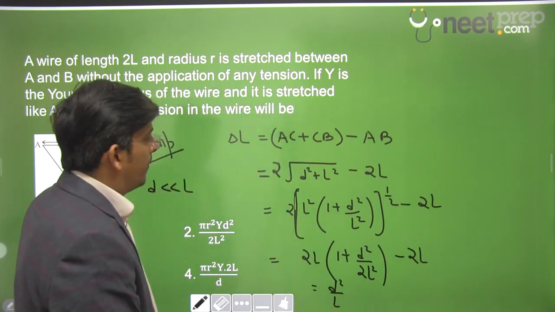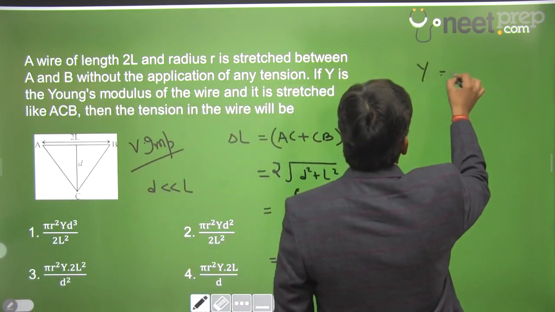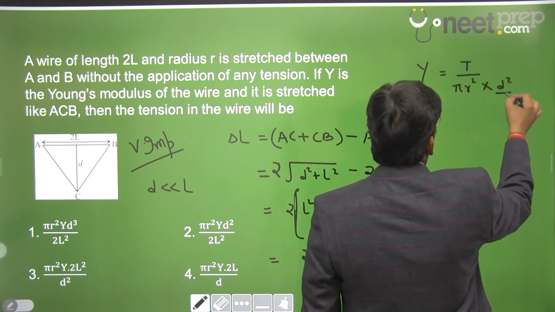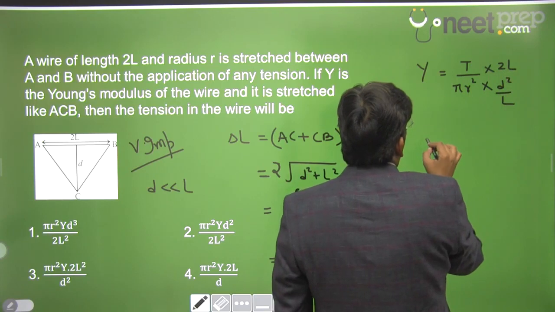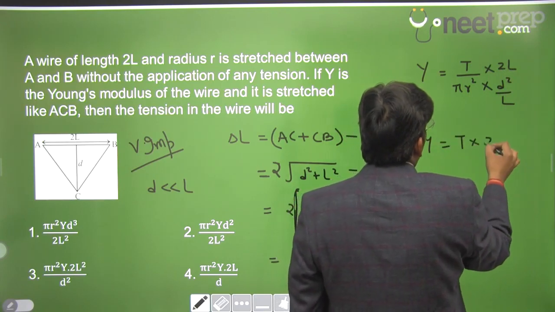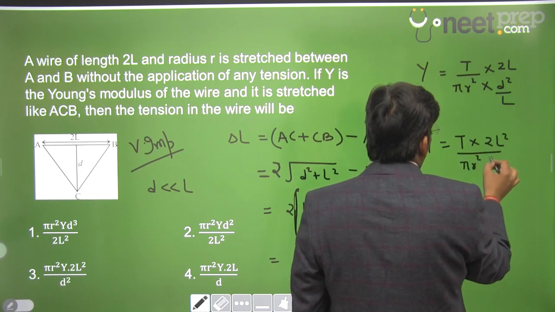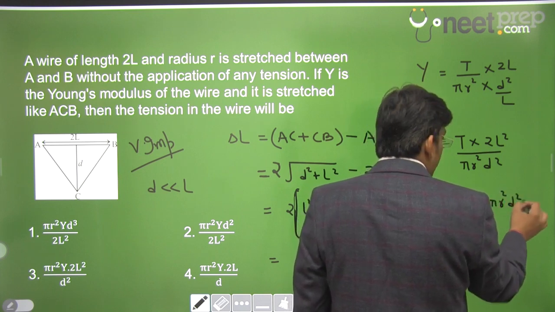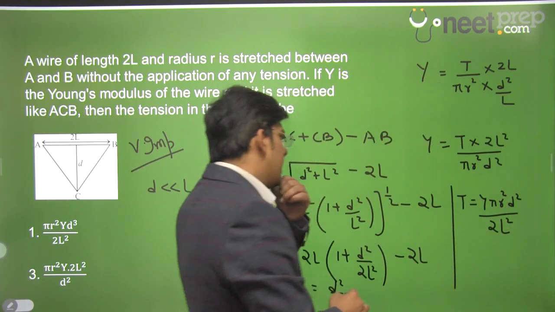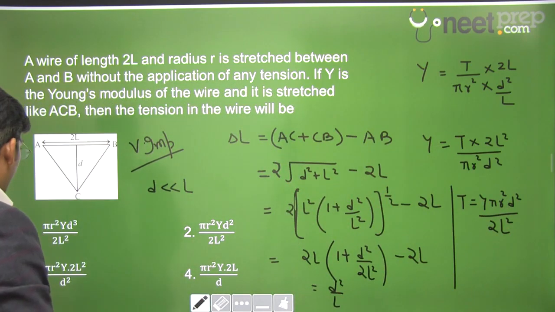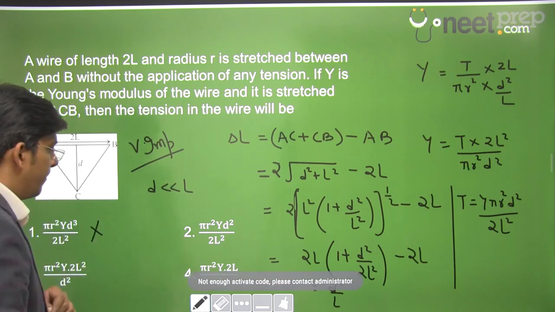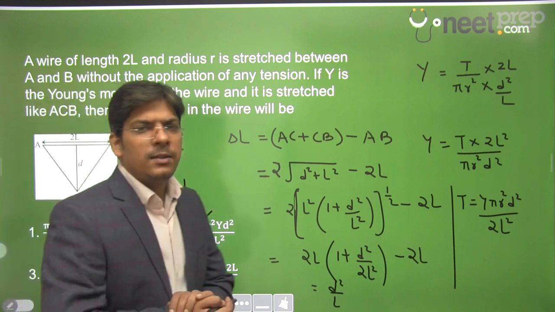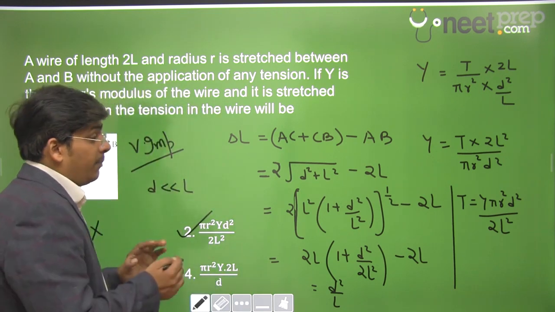So Young's modulus is going to be equal to tension, force upon area. Change in length is D square by L and original length is actually 2L, right? So Young's modulus comes out to be tension into 2L square upon pi r square into d square. So tension here is Y pi r square into d square divided by 2L square. Do we have an option here? Let us see. Y pi r square d square, no, d cube. Y pi r square d square divided by 2L square. This is the correct option, dear students. We have already done this question in the concept video, right? This is a very important question.